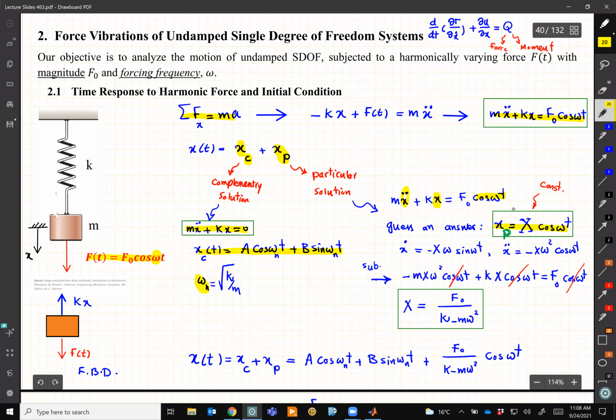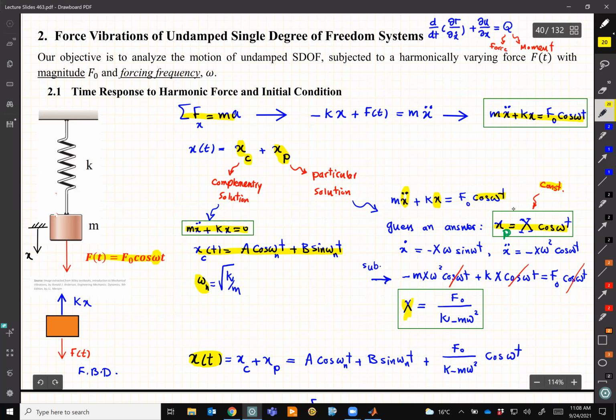All right, so that's our xp, which is X cosine omega t. So what we do, we take the derivative of this xp, we put it in the equation, which we did last day, and we find this X. So this X, we claim it's a constant. We don't know what it is, but we found it. We put all of them together. This is our final answer.